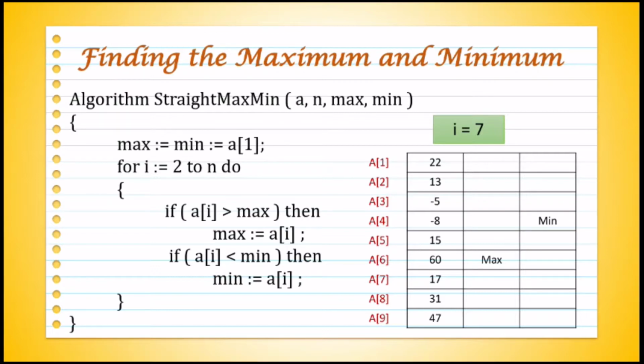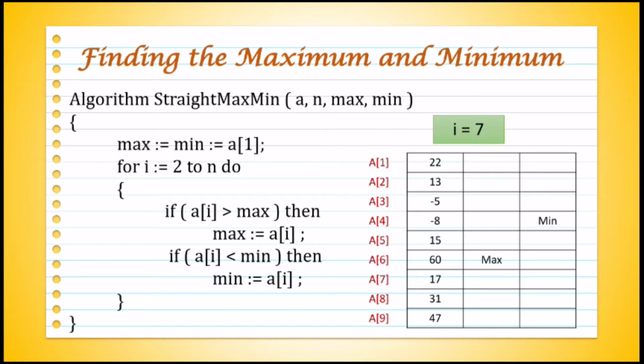we will enter into the for loop. So a of i is what now? 17. So is 17 greater than 60? No, the condition is false. So we will go for the next if statement. So is 17 less than minus 8? No, the condition is false.